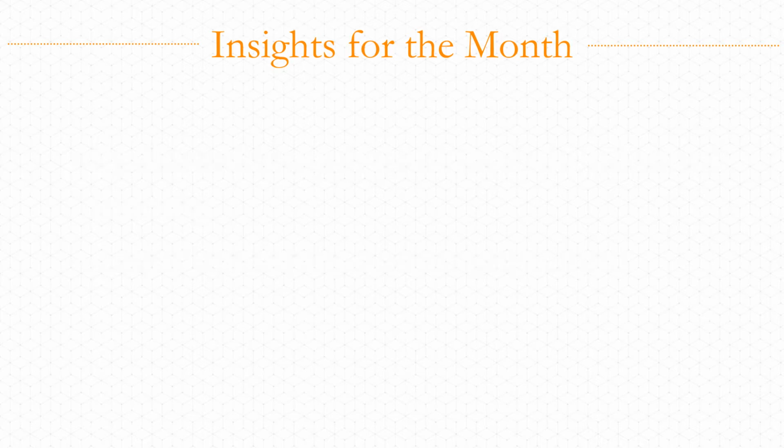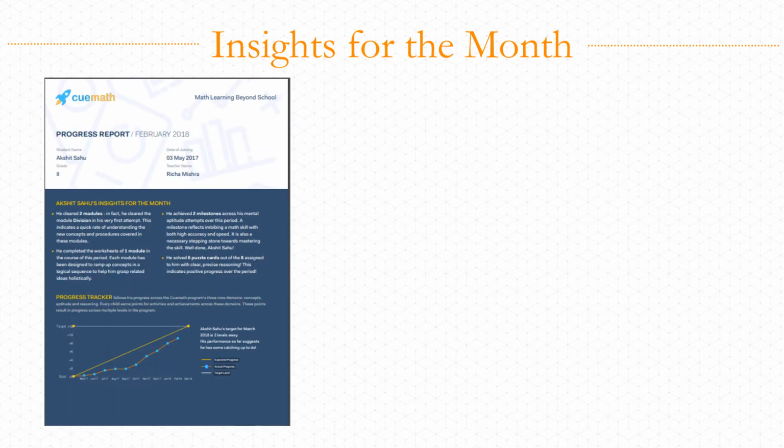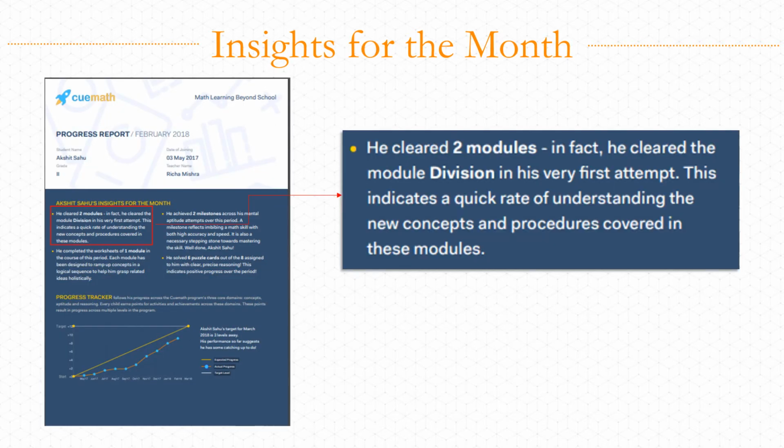Let us take an example. If a student clears 2 modules in that month and has 100% accuracy in both the module assessments, the insight will say something like, he cleared 2 modules, in fact the module division in his very first attempt. This indicates a quick rate of understanding the new concepts and procedures involved with the module. Similarly, the Insights page will also highlight any such achievements made by the student in the aptitude and reasoning domains.